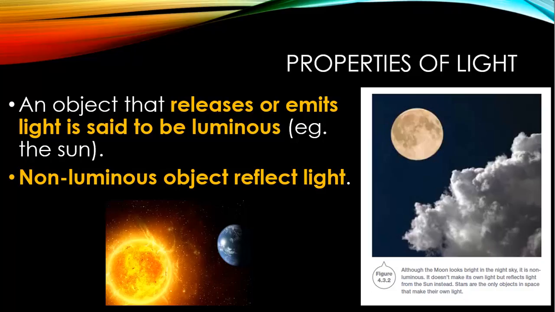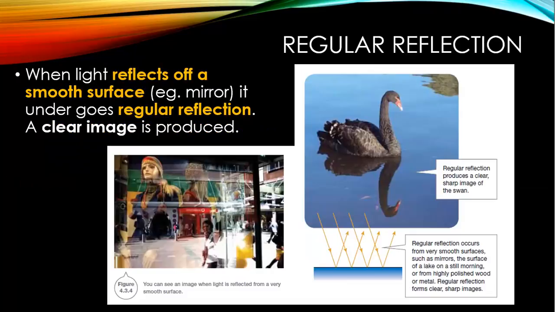An object that releases or emits light is said to be luminous, such as the sun. A non-luminous object reflects light. So a luminous object produces or releases light, and a non-luminous object reflects it. An example of a non-luminous object is the moon, which reflects the sun.